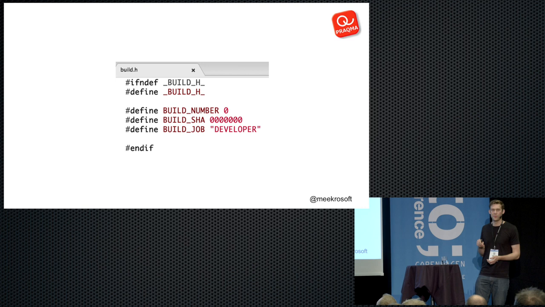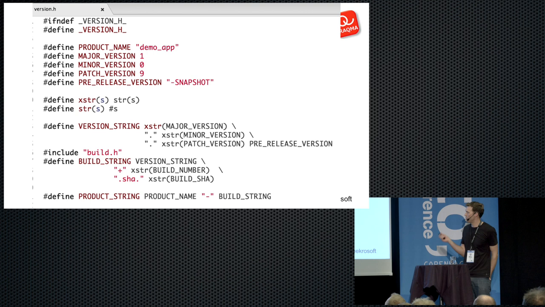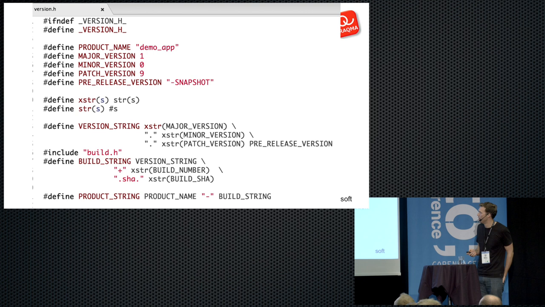So I mean, this is a typical thing you would do. You have a build.h where in your Jenkins build or whatever, you would stamp in the real information there. And then you have a version header file, which kind of brings it all together. Nothing too strange here. The important thing is that during your build, you include this, and you find a way to tell the world about it once you're in runtime.